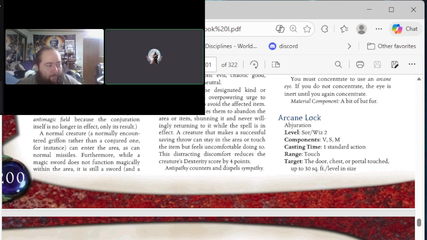Okay, so out of curiosity, what could be classified as a door? Can we assume that even technically a lid with hinges would be considered a door? Well, because it works on doors, chests, and portals, you can technically assume anything that has some form of hinges on it, the spell can work.